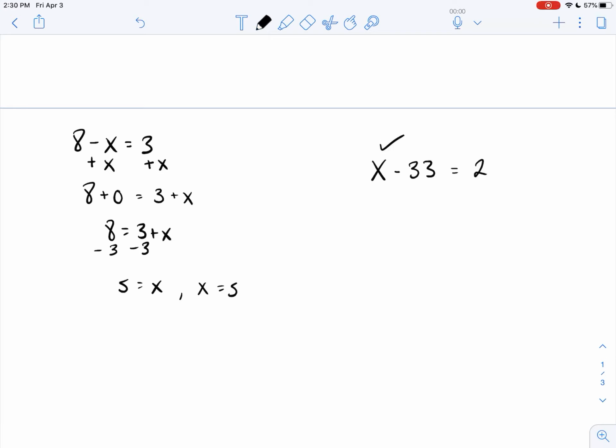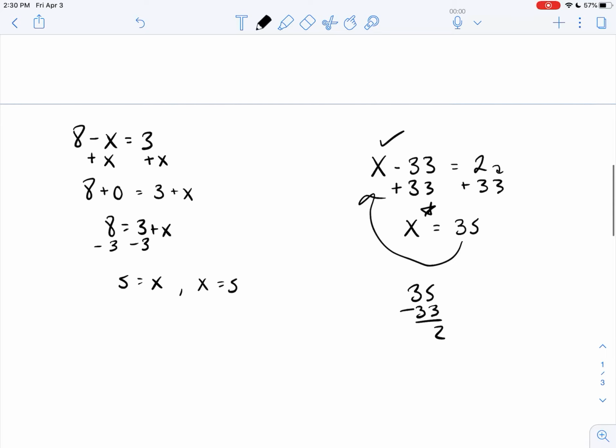We're just going to move the 33, and we're going to do that by adding. So let's add 33 to both sides. It's going to give us x equals 3 plus 2 is 5, so 35. And again, plug 35 back in to check. 35 minus 33, 5 minus 3 is 2, and 3 minus 3 is 0. So x does equal 35.